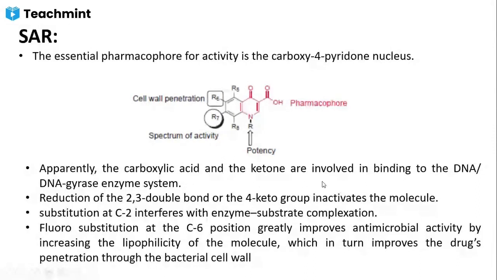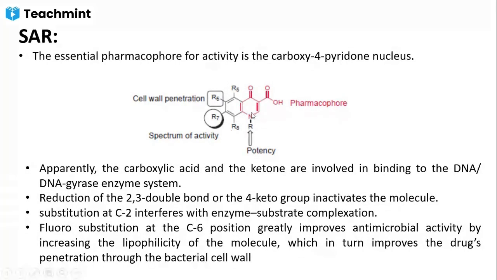Then the carboxylic acid and the ketone are involved in binding to the DNA and the DNA gyrase enzyme system. So these two groups are essential, as they bind to the DNA gyrase enzyme system and thereby inhibit this enzyme. Reduction of the 2,3 double bond or the keto group inactivates the molecule.